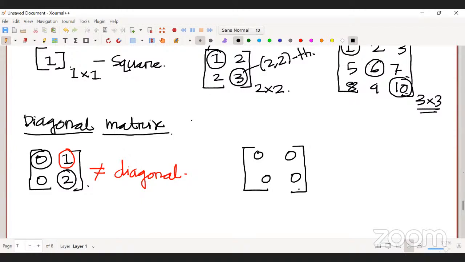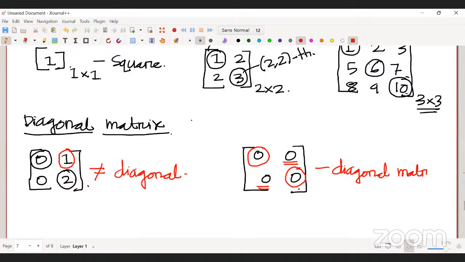It will be diagonal. For this one, what are the diagonal entries? 0 and 0. I don't care about the diagonal entries. The only thing I care about is the non-diagonal entries. If all the non-diagonal entries are 0, then only I can say that this is a diagonal matrix. So I have to check all the non-diagonal entries. This is a non-diagonal entry and this is a non-diagonal entry, and both of them are 0. That means this is a diagonal matrix.